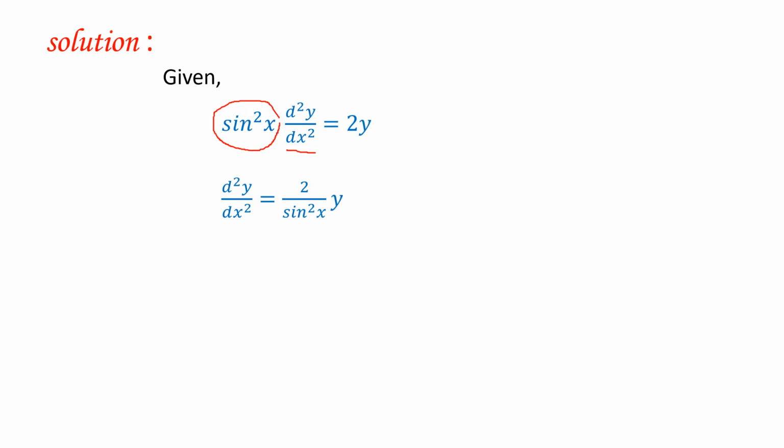If you divide throughout by sin square x, we get d square y by dx square is equal to 2 by sin square x into y. Take this right hand side term to the left hand side. So we get d square y by dx square minus 2 by sin square x into y is equal to 0. We shall take this as equation number 1.